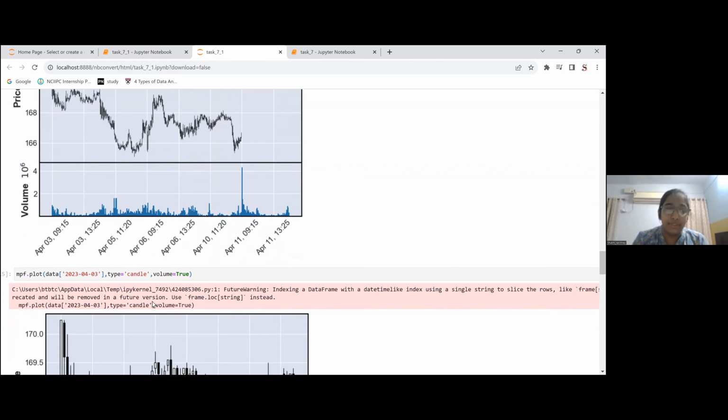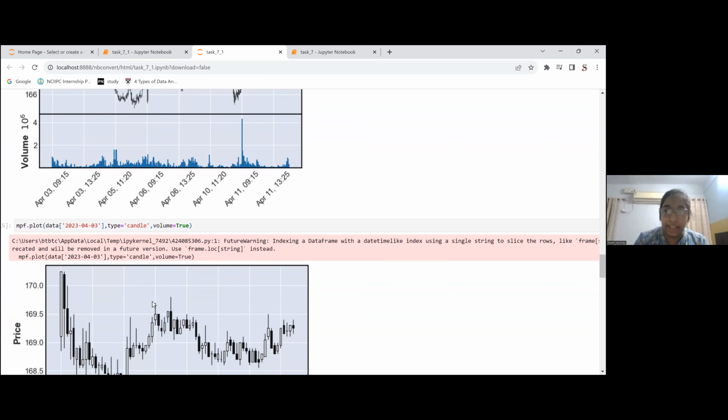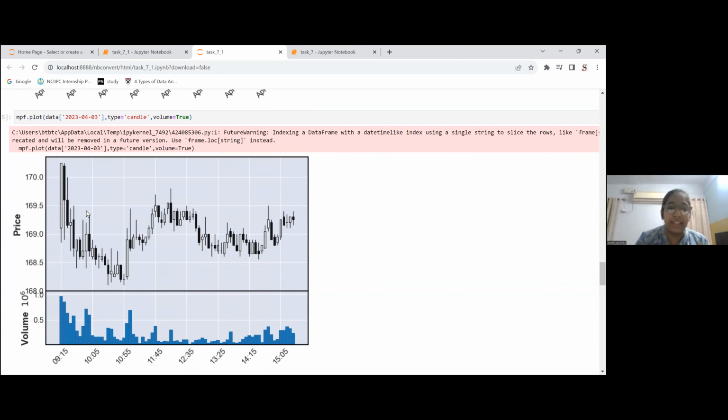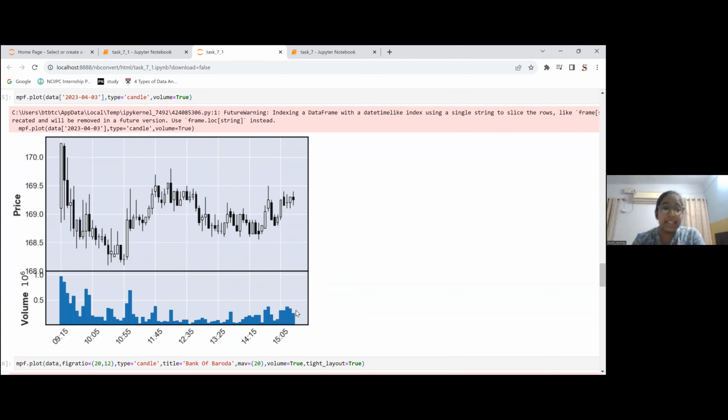So I have zoomed in further for a particular date, and this shows that it is actually plotted as a candlestick graph where there are greens, reds, and everything, but it is shown in a black and white scheme. So we have completely unfilled bodies and filled bodies along with the volume. This is for a particular date.